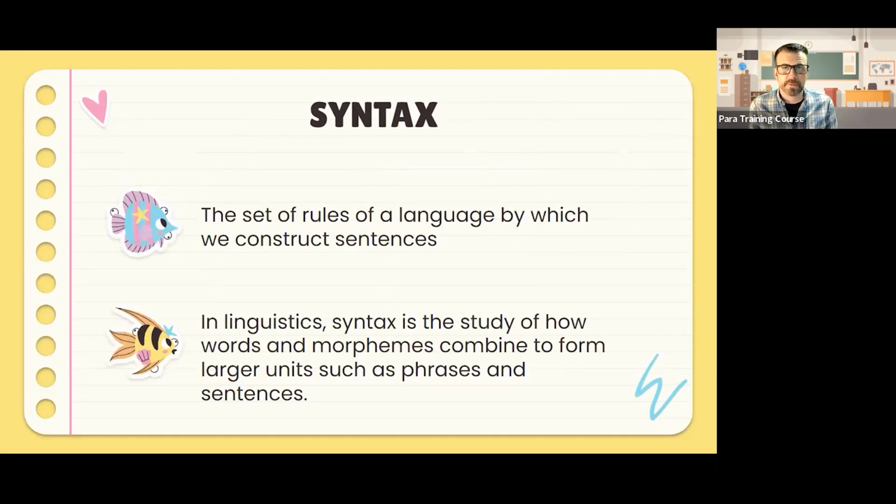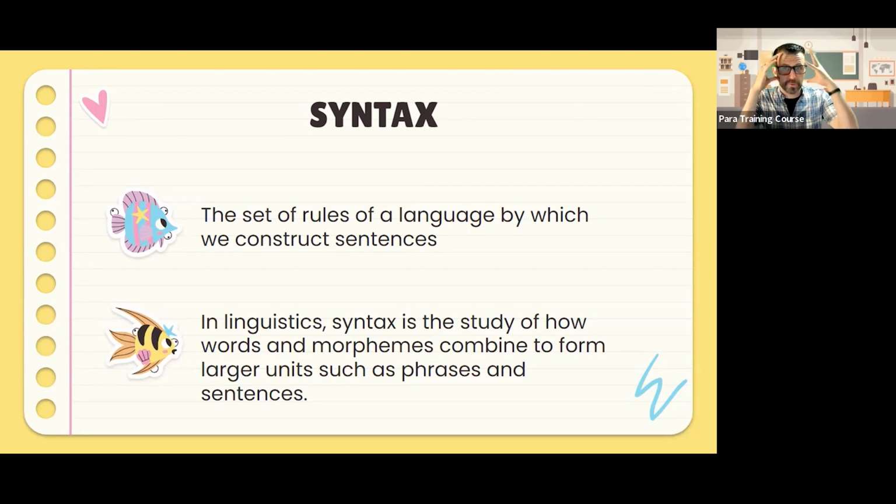Syntax, it can be defined this way and other ways. It's a set of rules of a language by which we construct sentences. Okay, so how do you form a grammatically well-formed sentence in English? Well, you have to have subject, then verb, then object, right? You can't break that rule. In Japanese, it's subject, object, verb, right? So as native speakers of these languages, we know these things without being able to necessarily articulate them, right? We know how to form a grammatically well-made sentence in our first languages.